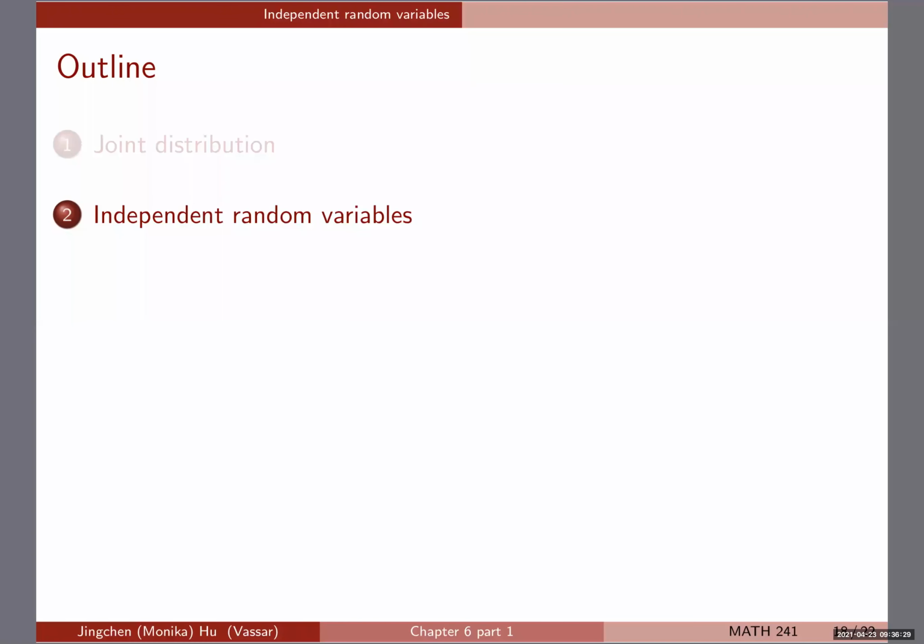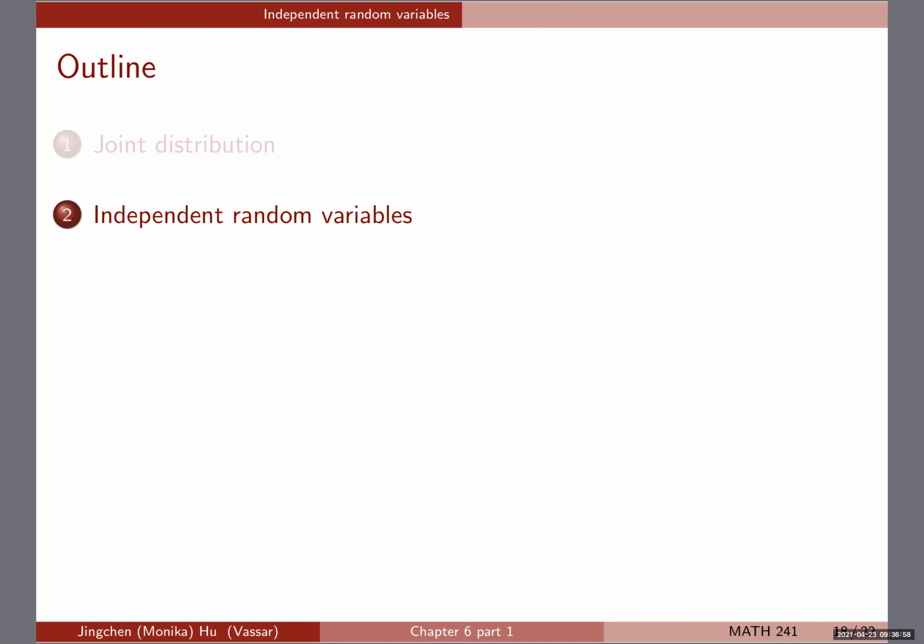Okay, so the last topic for this part 1 of chapter 6 is independent random variables. If you remember what we have talked about so far, we talked about joint distribution: joint CDF, joint PDF, and then of course how to get marginal from the joint, how to define conditional. We also did exercises for the cases of two discrete random variables and then two continuous random variables. So now we're ready to define independent random variables.